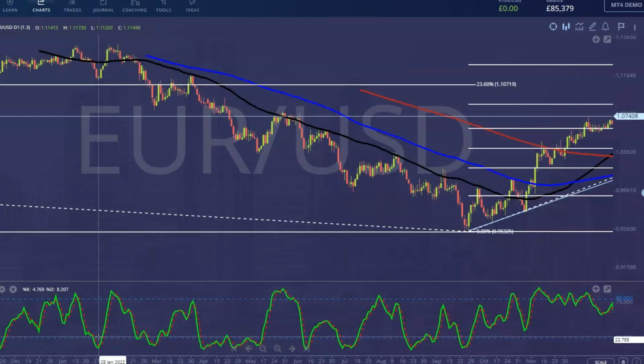But on the downside, it was the oversold areas that we were spending more time in, and that was because we were in a bear trend. Anyway, I've probably said enough on that, but hopefully that makes sense to you.